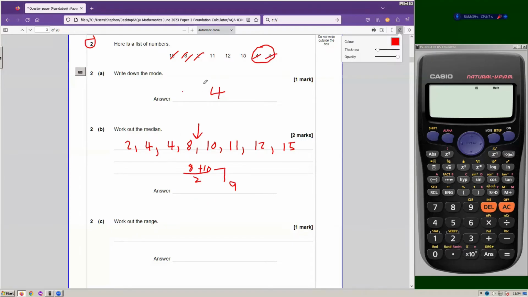Okay. Work out the range. The range is the smallest from the highest. The range is going to be 15 minus 2, 13. Okay, that's that one done.